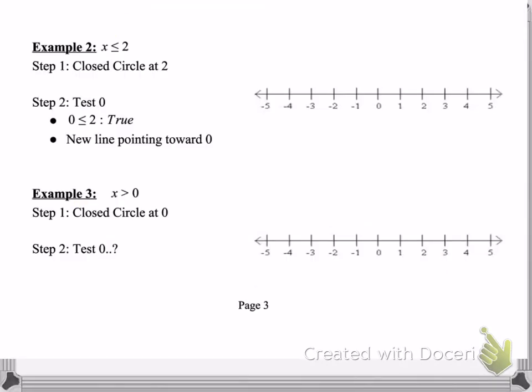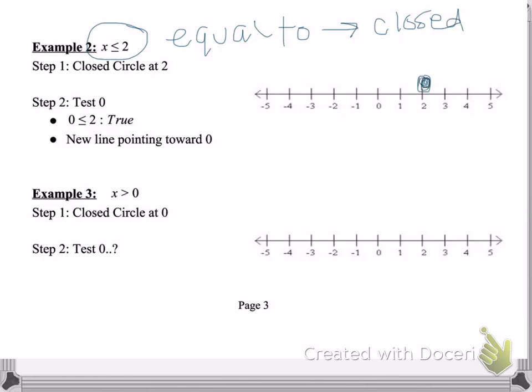Let's go ahead and tackle our second example. We've got x is less than or equal to 2. Since it has that equal to, we know we're going to have a closed circle at 2. So here's our circle. We're going to color it in the best that we can. That's my best attempt.